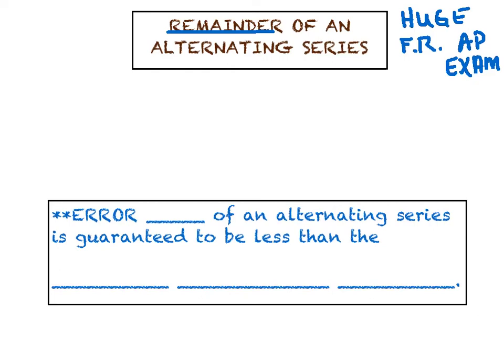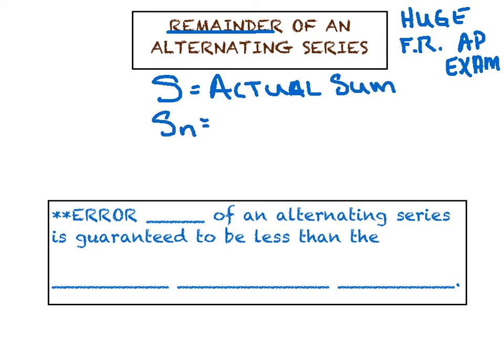So the bottom line is we still don't know the actual real sum, but we can get ridiculously close, and we can give what we call a remainder or a worst case scenario error. And to start off with, I'm going to let S equal the actual sum of the series. We don't actually know the value of S, but we can get really close to it. We're going to say S sub n equals the nth partial sum.